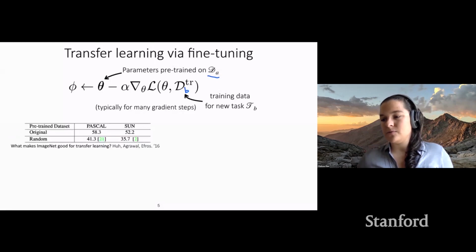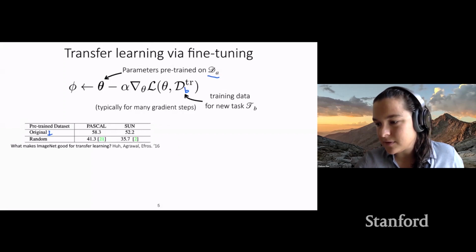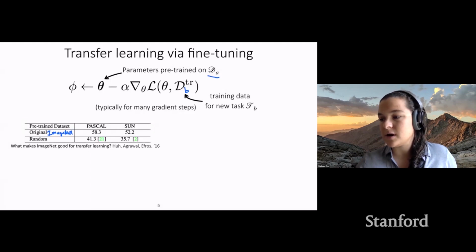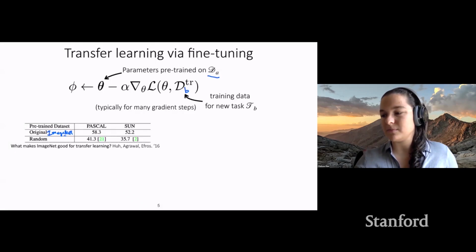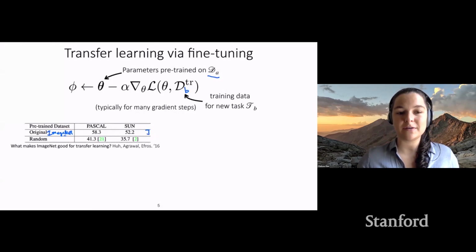For example, if you pre-train on ImageNet, which is this row right here, and then fine-tune on the Pascal data set and the Sun data set, which are other image classification benchmarks that are a bit different, you get 58% and 52% accuracy respectively, whereas if you instead initialize your network weights randomly, you get 41% and 35%. So essentially all of the knowledge coming from ImageNet is quite helpful for getting a higher accuracy on these downstream data sets in comparison to a randomly initialized neural network.